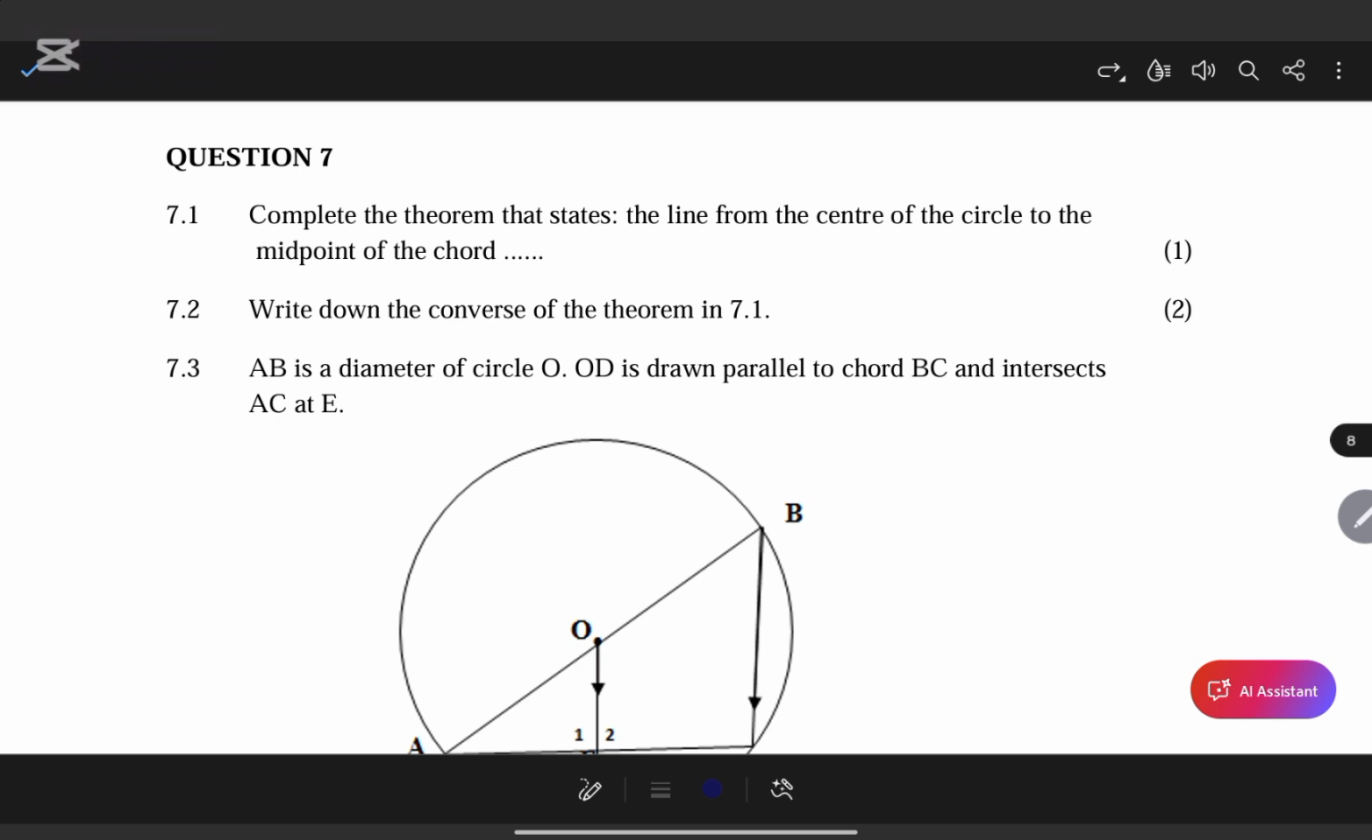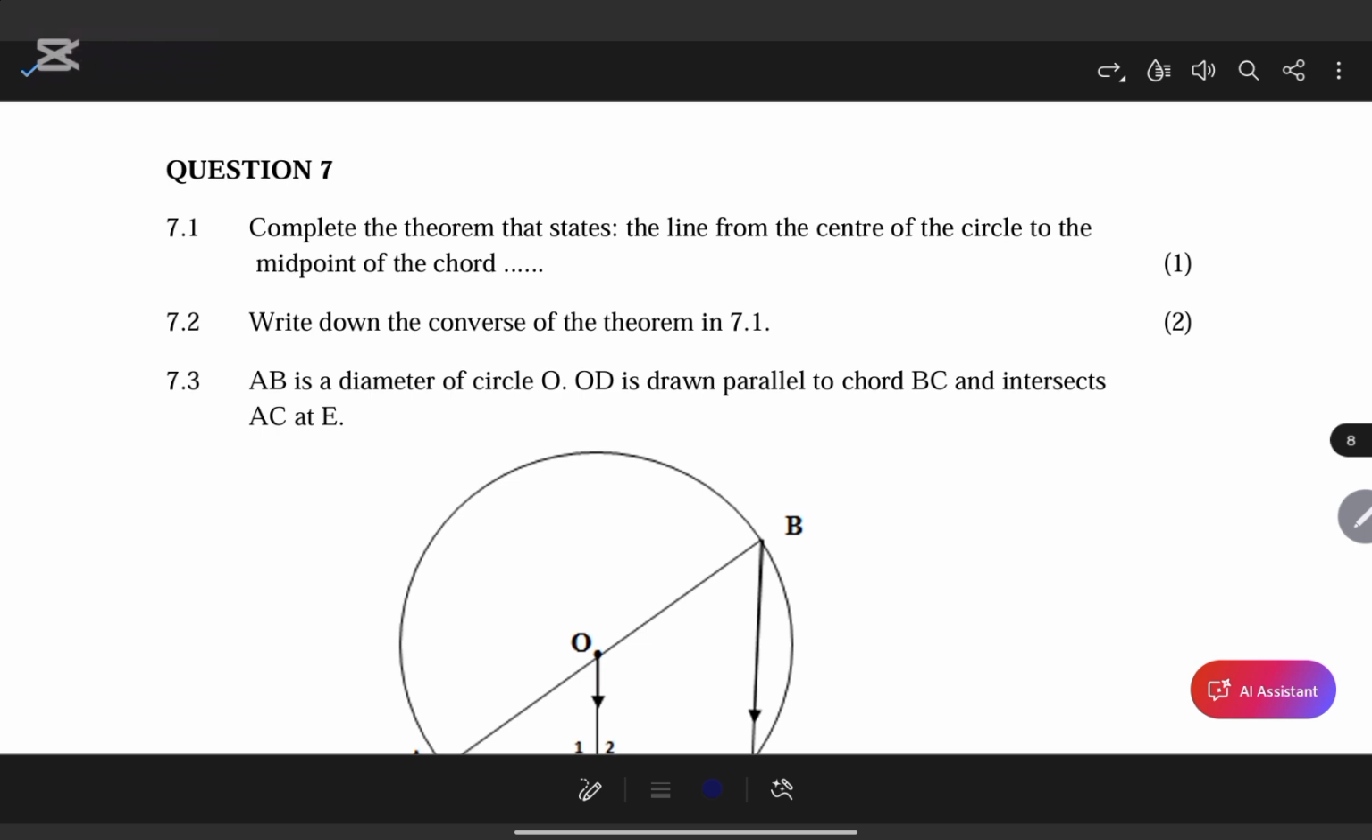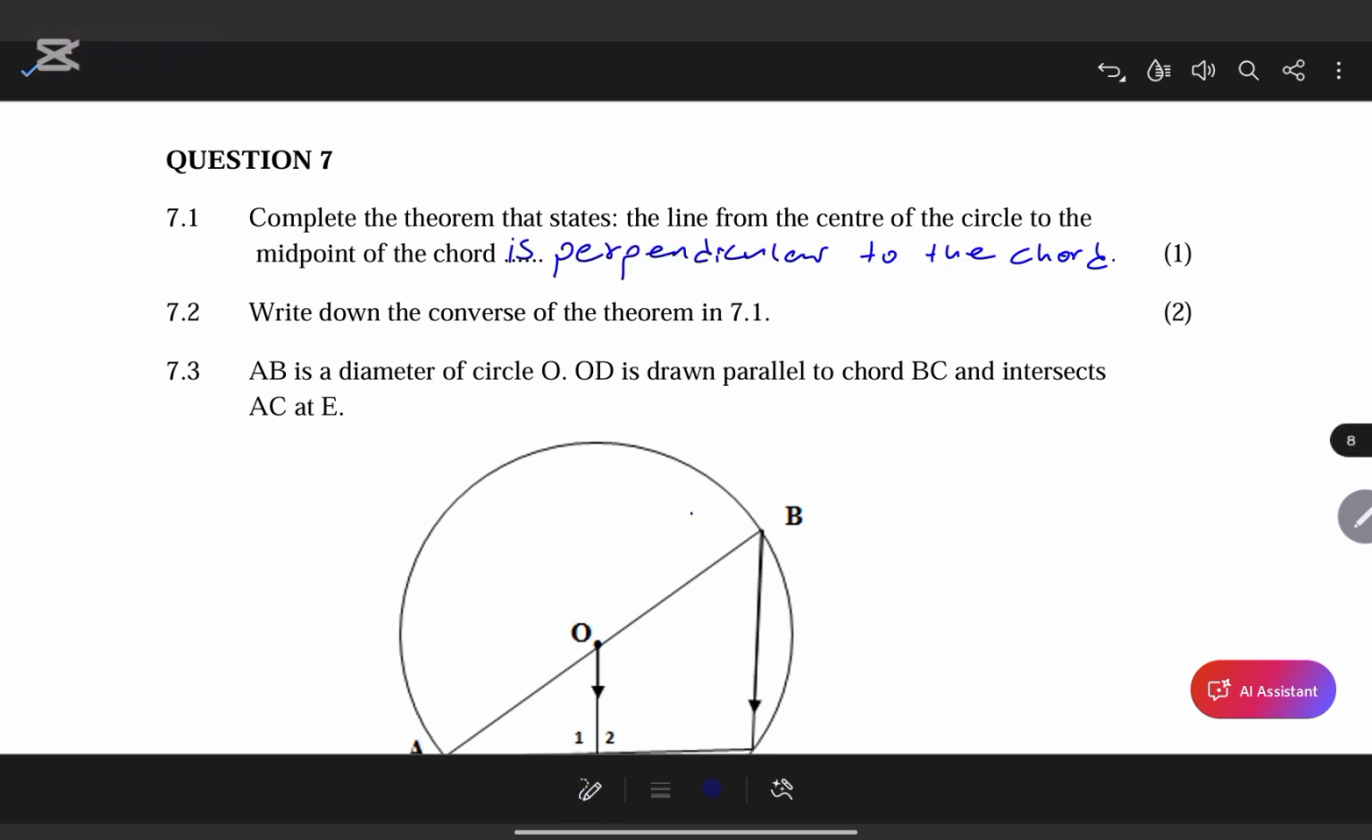So you cannot say a line that is drawn from the center of the circle to the midpoint of the chord bisects the chord. It is perpendicular to the chord. So that line is perpendicular to the chord. So that is what you were supposed to write.